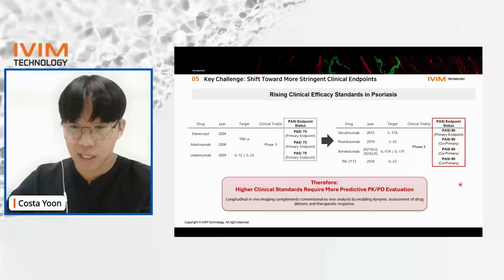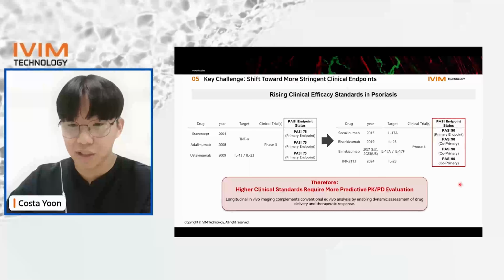This shift reflects improvements in therapeutic efficacy, as well as the growing need for pharmaceutical companies to develop more competitive therapies. As clinical expectations continue to rise, conventional ex vivo analysis alone is becoming insufficient to bridge the gap between preclinical findings and clinical outcomes. To improve clinical predictability and support better candidate selection, in vivo PK and PD data are becoming increasingly important.